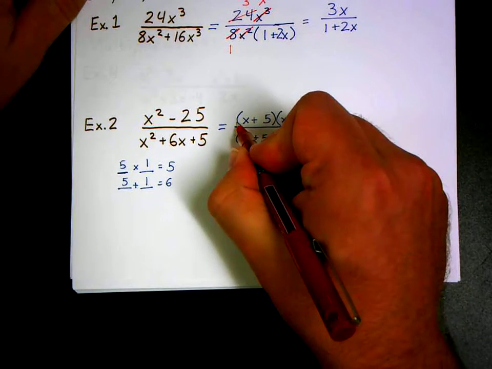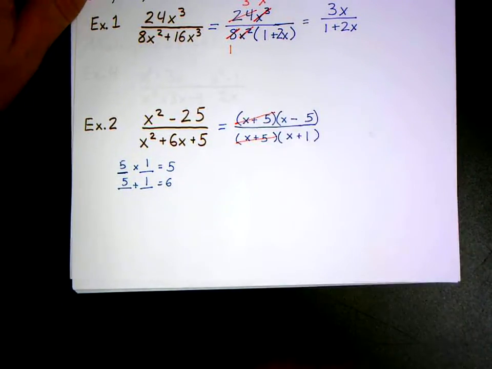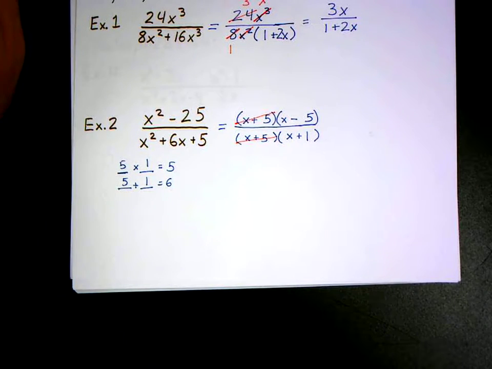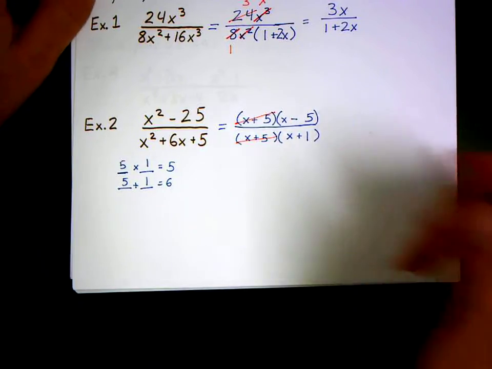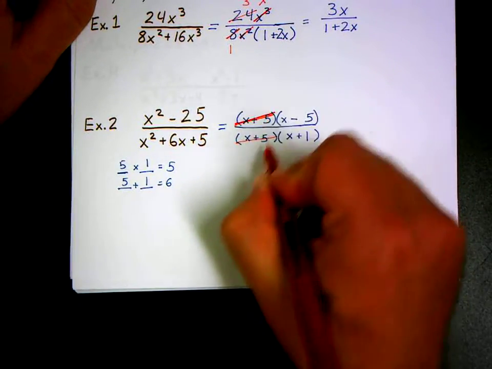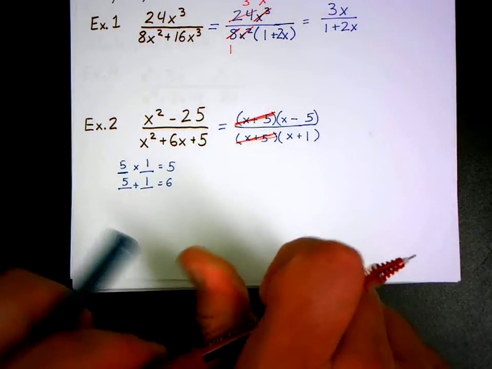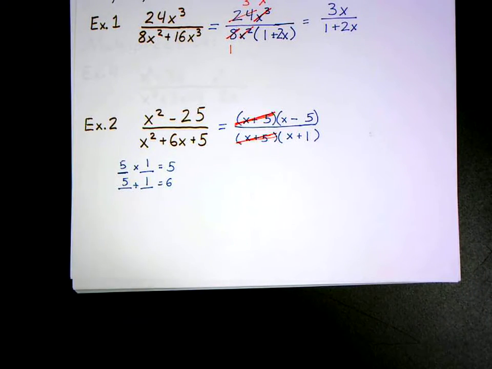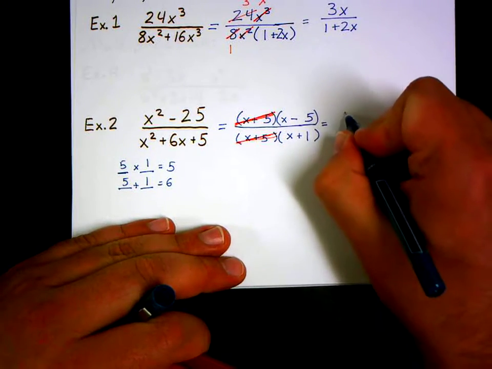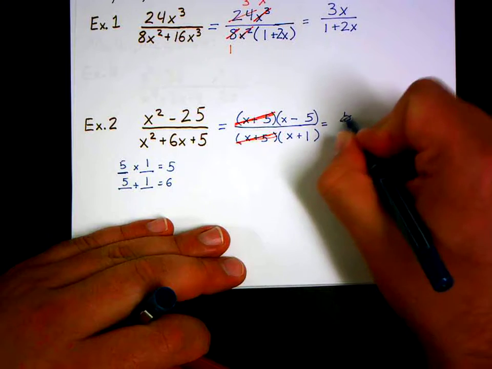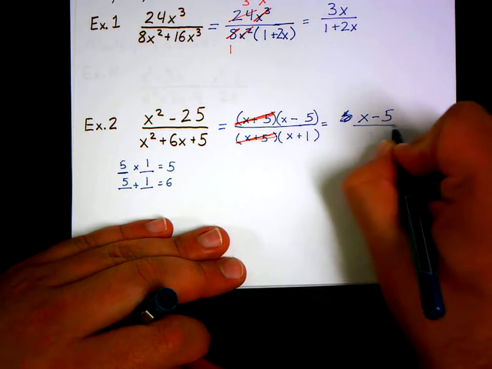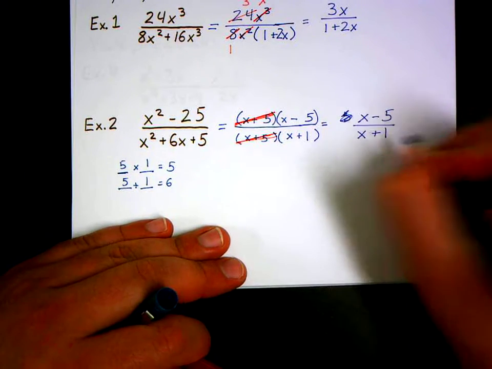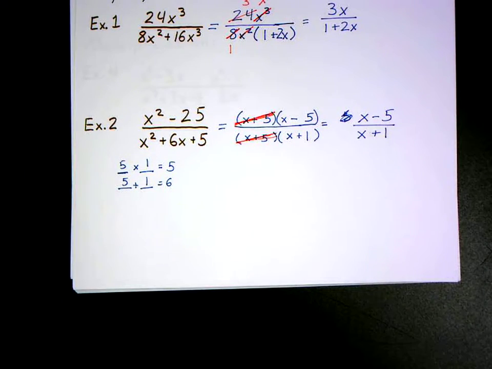Okay. These two things are tied together with the addition and subtraction, so in order to cross them out, you have to be able to cross out the whole thing. So I can cross out this whole thing with this whole thing. So then my answer is x, oops, that's not an x. X minus 5 over x plus 1. I cannot cross anything else out.